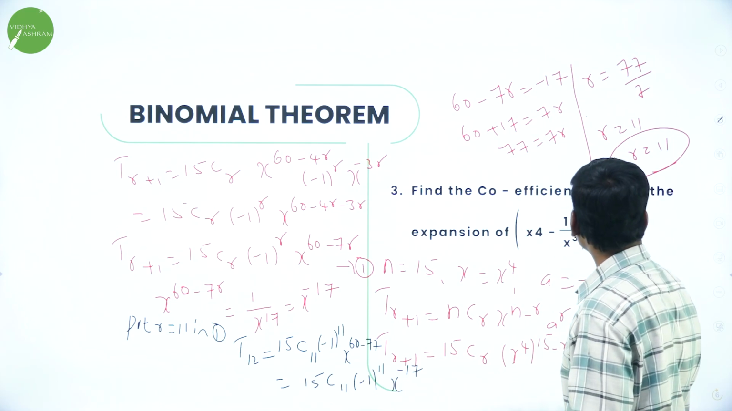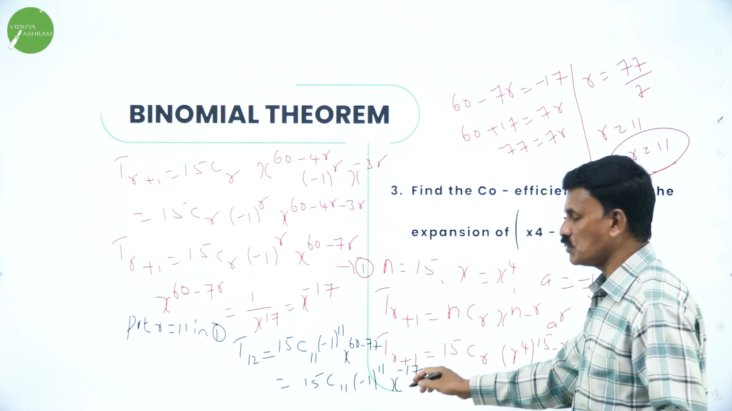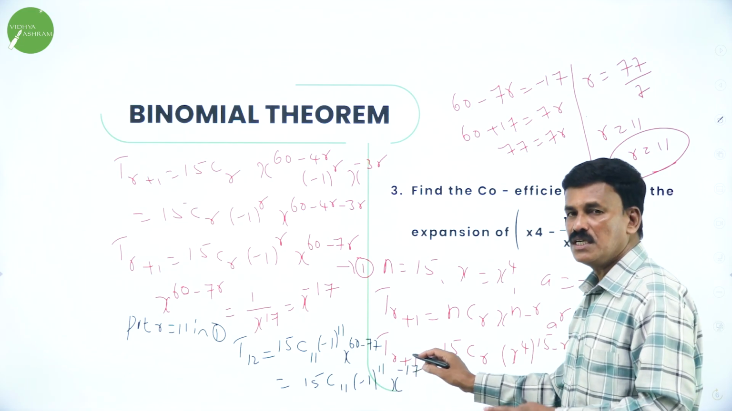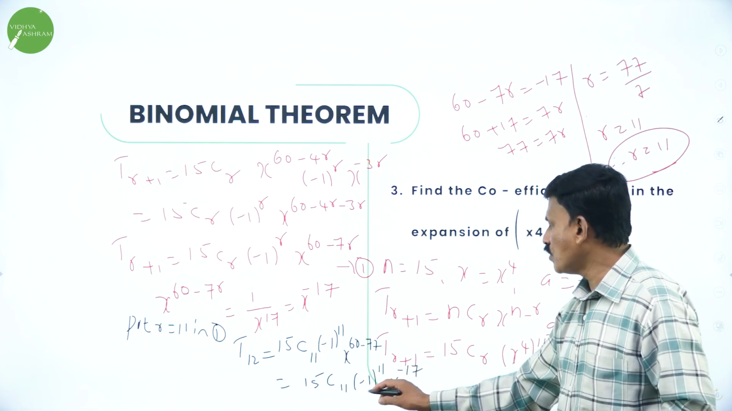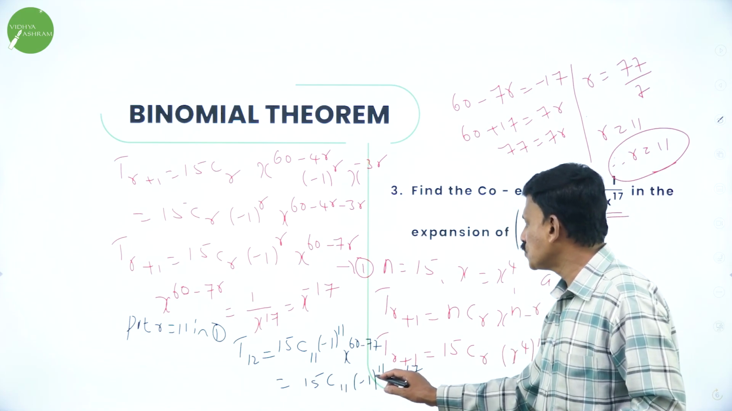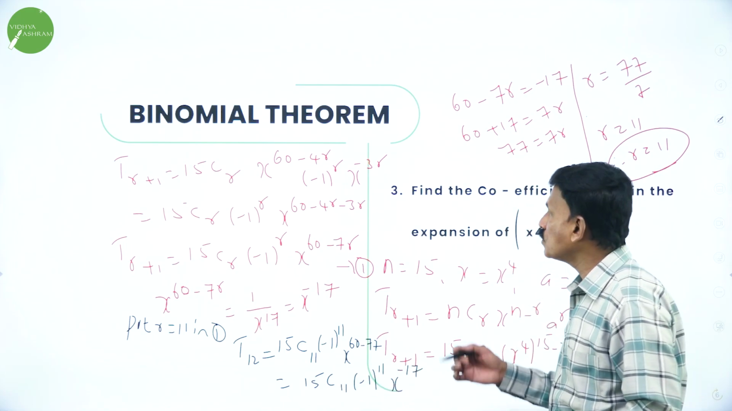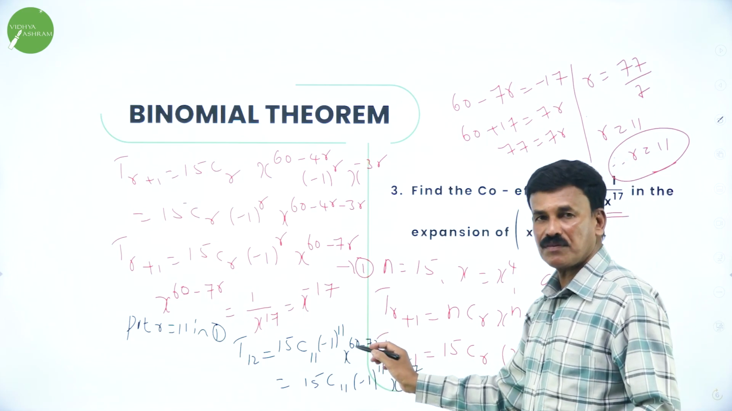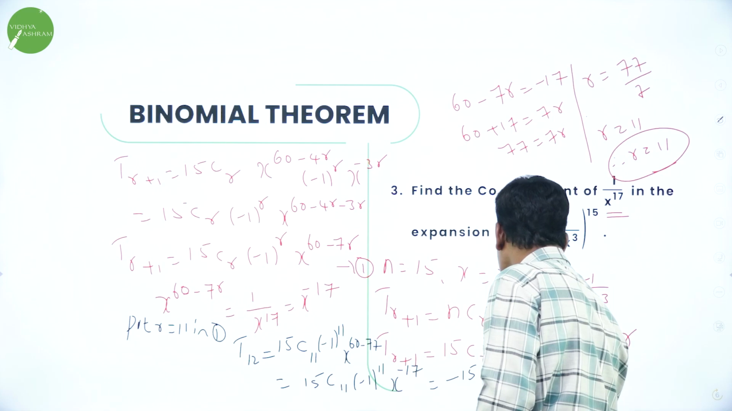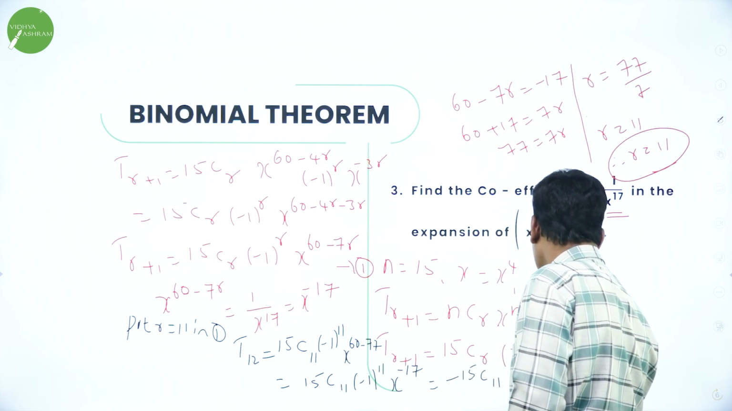So what is to find? The coefficient of 1 over x raised. So if this is taken to the denominator, this can also be written as 1 over x to the power of 17. So the coefficient of 1 over x to the power of 17 is 15C11 into minus 1 to the power of 11. So if you multiply minus 1 11 times, you will get negative sign itself, minus 15C11, and bring this to the denominator, x to the power of plus 17.